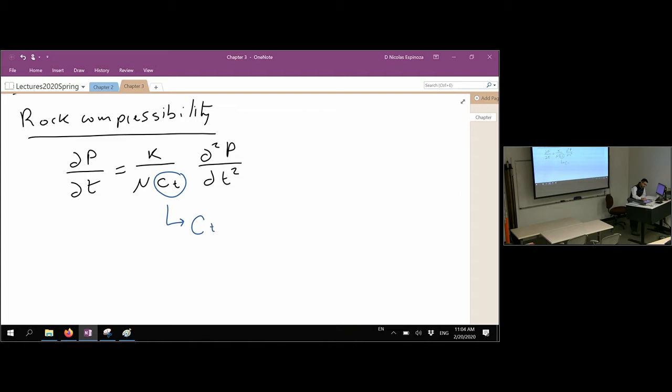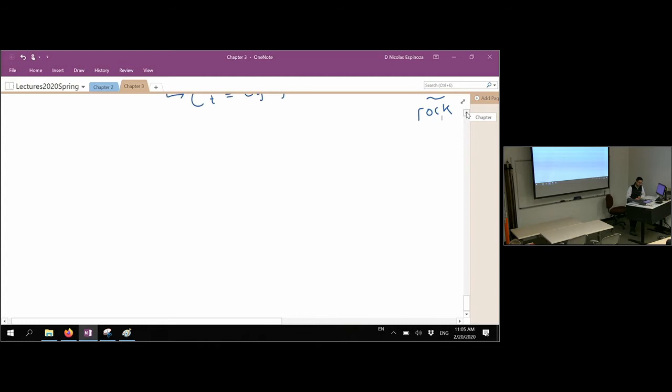And this total compressibility depends on the compressibility of the fluid phase, and that compressibility will depend on the composition of your fluid, gas, water, and oil, and their corresponding saturations, and it also will depend on the compressibility of the rock. And that compressibility is very important because in some cases it can be quite useful. For example, when you do depletion, some of the fluid would be produced due to the compressibility of the rock itself.